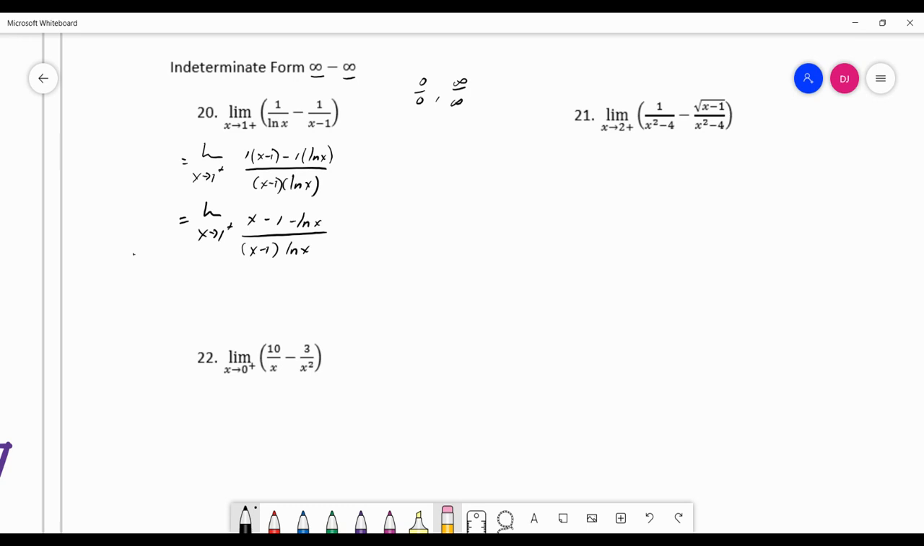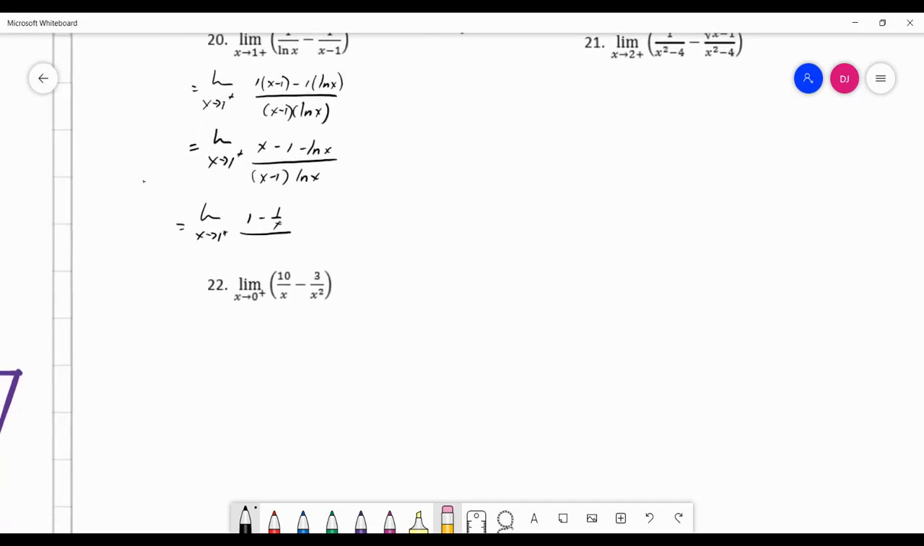And so, again, if I put 1 in there, I'm going to get 0 over 0. Or actually, I'm going to get infinity minus infinity. That's what I meant to say. So we're going to do the derivative of the top. 1 is the derivative of x. The derivative of negative 1 is just 0. The derivative of natural log of x is 1 over x.